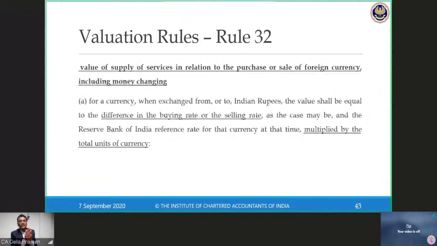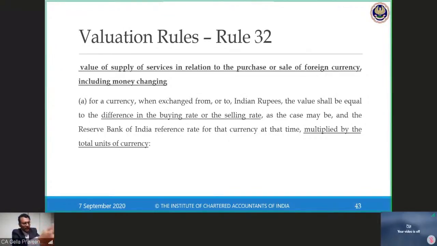Here they say my value of supply shall be the difference between the buying rate and the selling rate. This authorized dealer purchases at, say, 42 rupees. When I talk dollar, it will be easy for you. $1 is equivalent to, say, 75 rupees. So if I pay 75 rupees, I'll get $1. What will the authorized dealer do? He'll buy at 75. He'll sell it to you at 76. The difference of these two, multiplied by the number of units, is your value of supply. So the difference between buying rate and selling rate.